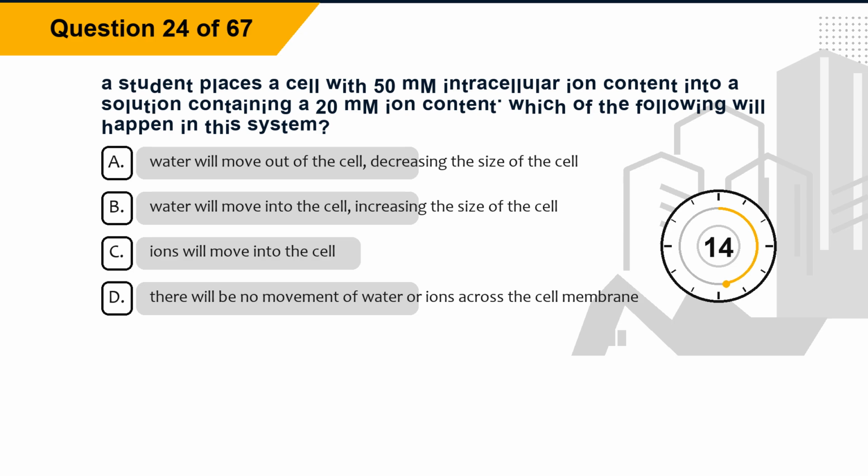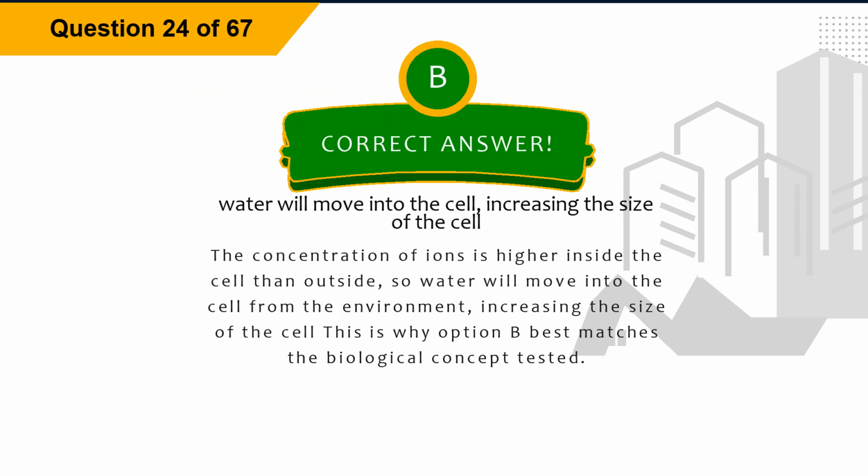Option A. Water will move out of the cell, decreasing the size of the cell. Option B. Water will move into the cell, increasing the size of the cell. Option C. Ions will move into the cell. Option D. There will be no movement of water or ions across the cell membrane. The correct answer is option B. Water will move into the cell, increasing the size of the cell.